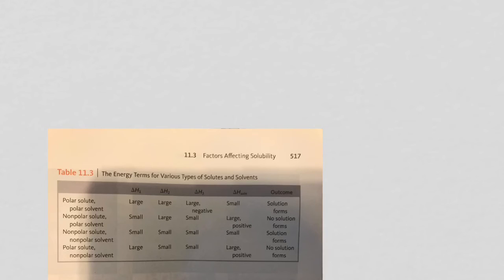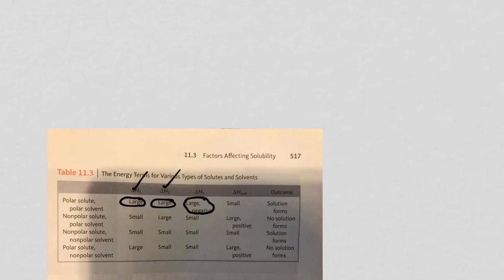So, if you look at this diagram right here, it basically says this. If you have a polar solute and a polar solvent, it takes a large amount of energy to separate those guys because they're really attracted to each other. However, the solute and the solvent are also attracted to each other. So when they form a solution, you get a large negative delta H for that.